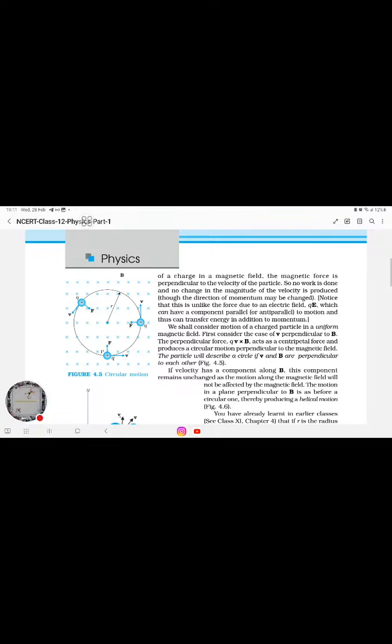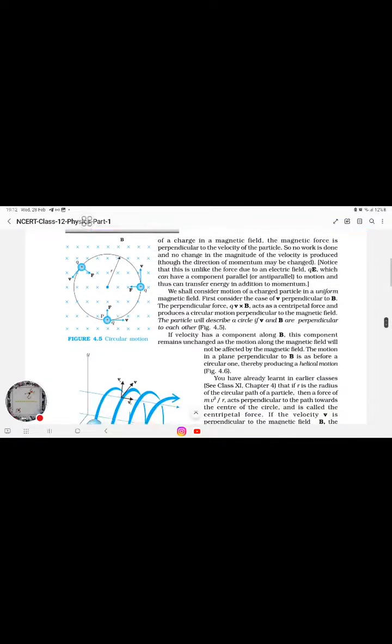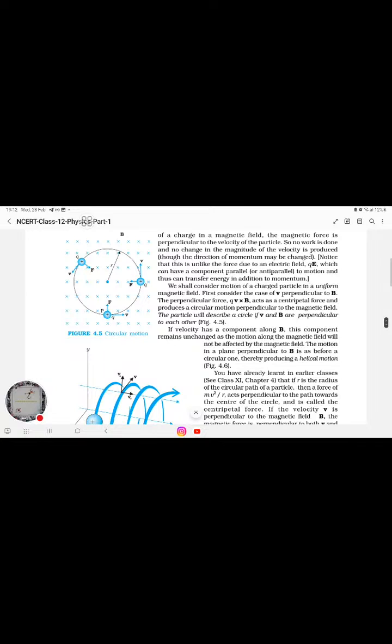Notice that this is unlike the force due to an electric field, qE, which can have a component parallel to the motion and thus can transfer energy in addition to momentum. So the magnetic force cannot do any work, which means there will not be any additional energy due to the presence of a magnetic field. So we shall consider the motion of a charged particle in a uniform magnetic field.